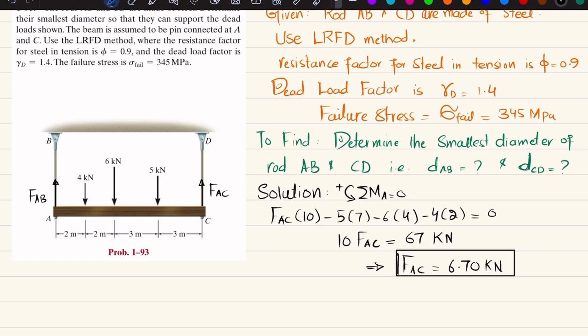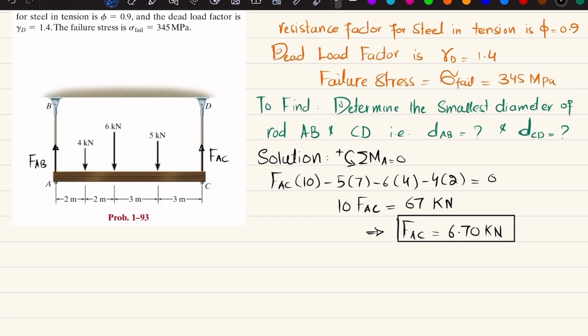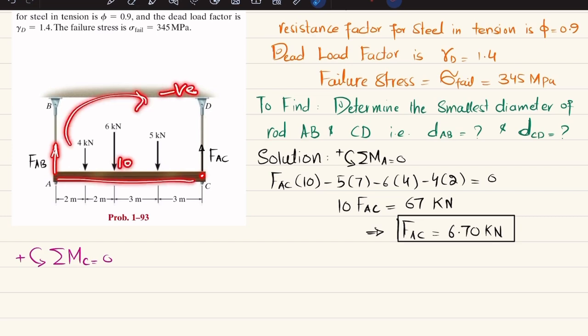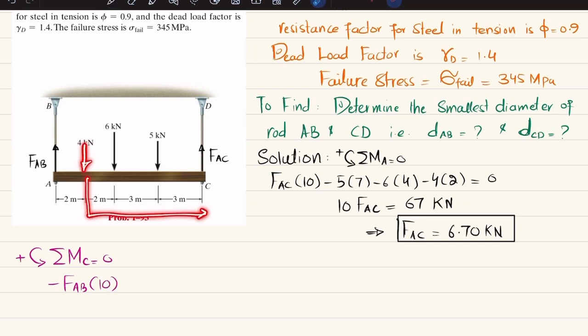Now this is FAC, so we can find FAB by using another equation of equilibrium, that the sum of all moments about point C is equal to 0, taking counterclockwise moment as positive. So you can see that about point C, the first moment is FAB and the perpendicular distance is 10. This is producing clockwise moment, so it will be negative. So I will write minus FAB into 10, clear. The second moment will be 4 into perpendicular distance 8, and this is producing counterclockwise moment, so it will be positive. So I will write 4 into 8.